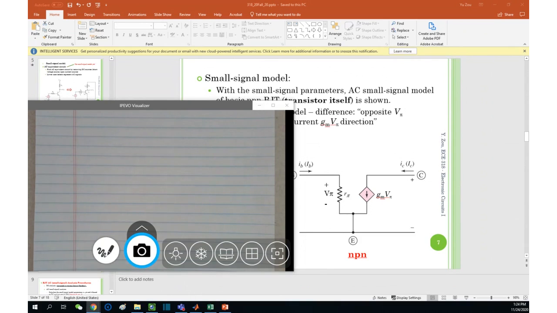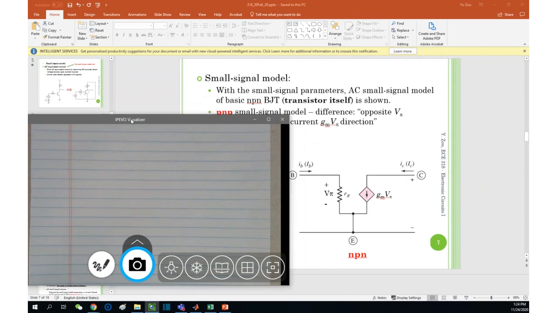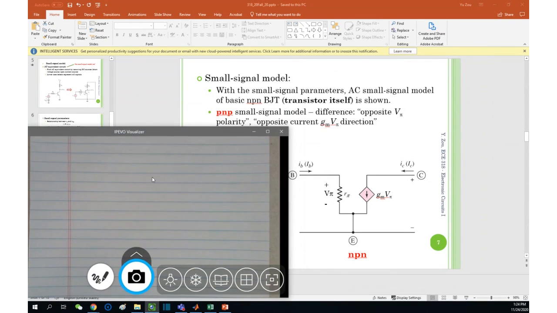And I will present the PNP small signal model afterwards. Of course, if you read carefully, the answer is already presented in the slide, but I still want you to try this. Based on the experience from the MOSFET, what's the difference between PNP and NPN?